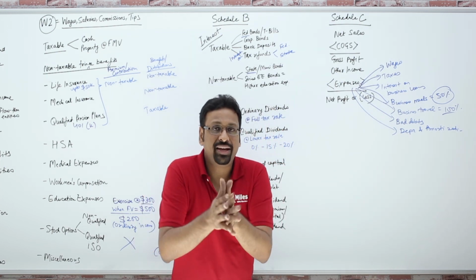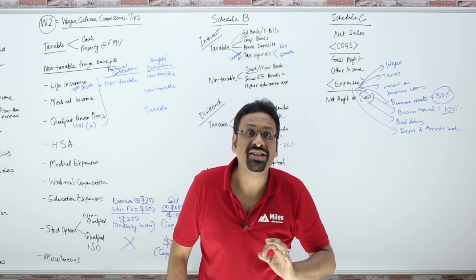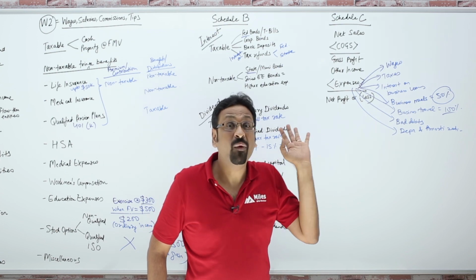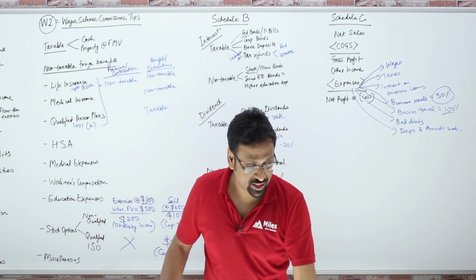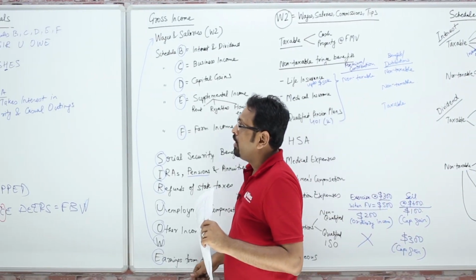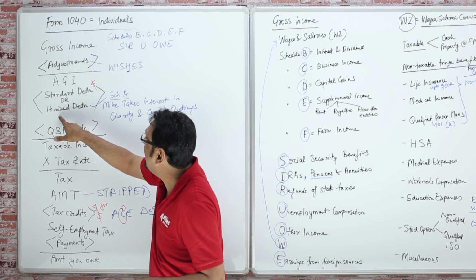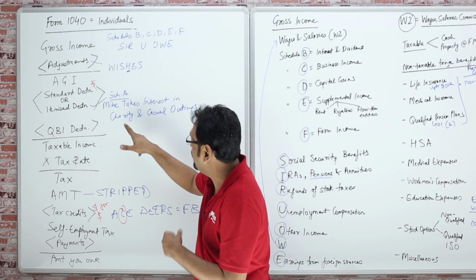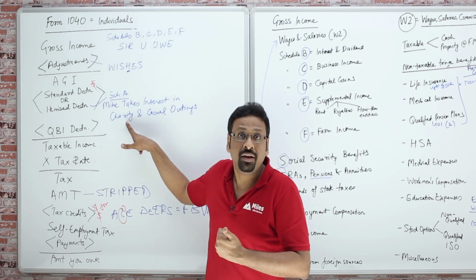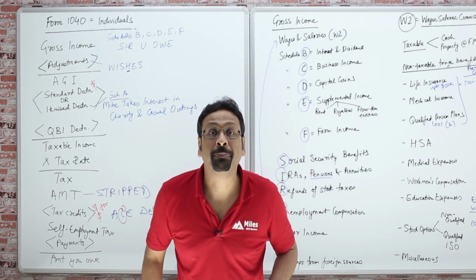Now, let us say, as a business, you've done some charity. That charity is non-deductible on Schedule C. However, on your 1040, let's get there. On your 1040, if you've done charity, you could deduct charity as an itemized deduction on Schedule A. Look at this. Mike takes interest in charity and casual outing. So your charity that you've done can be deducted on your Schedule A.